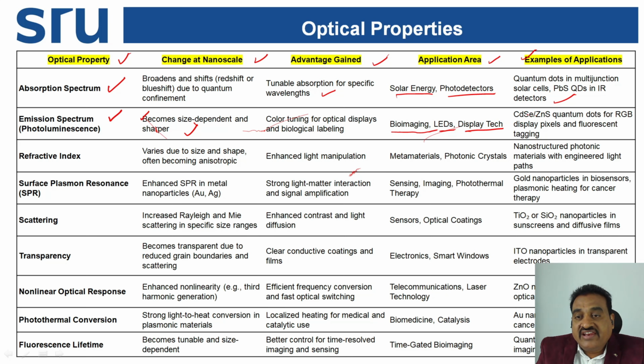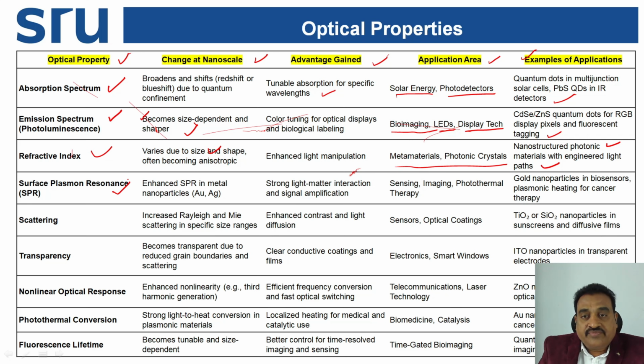So cadmium selenium, CdSe, ZnS quantum dots for RGB display pixels or fluorescent tagging. Refractive index property also we can observe here. These are used in materials like photonic crystals, so nanostructured photonic materials with engineered light paths.